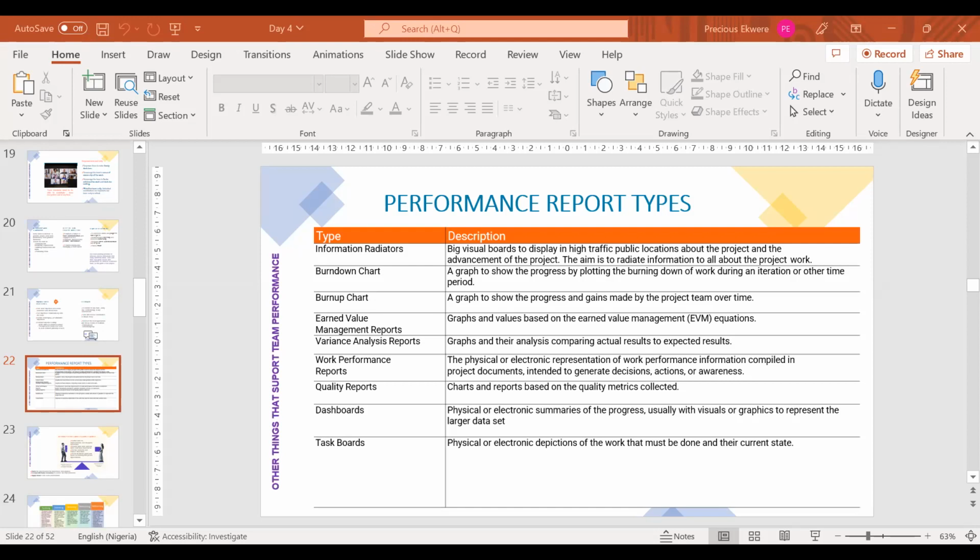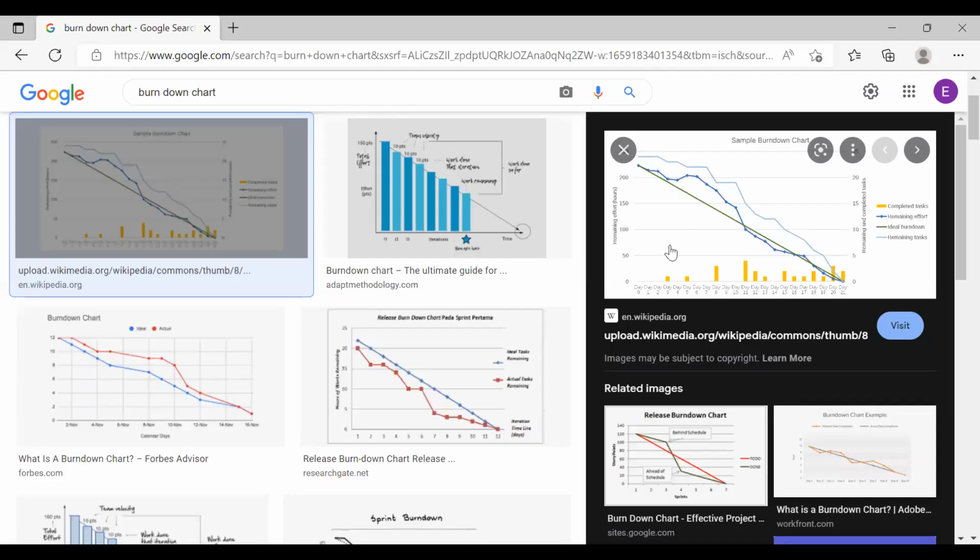Okay, for the benefit of those who have forgotten most of the things in planning, can you see my screen? Can you all see my screen? Yes, we can. Okay, cool.